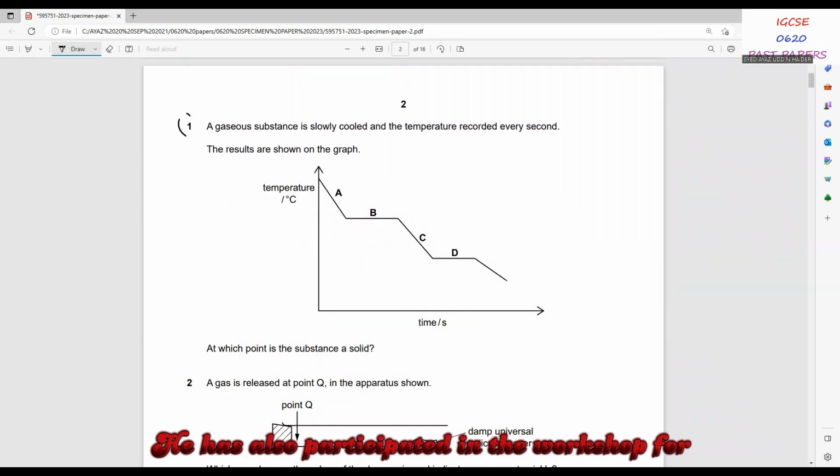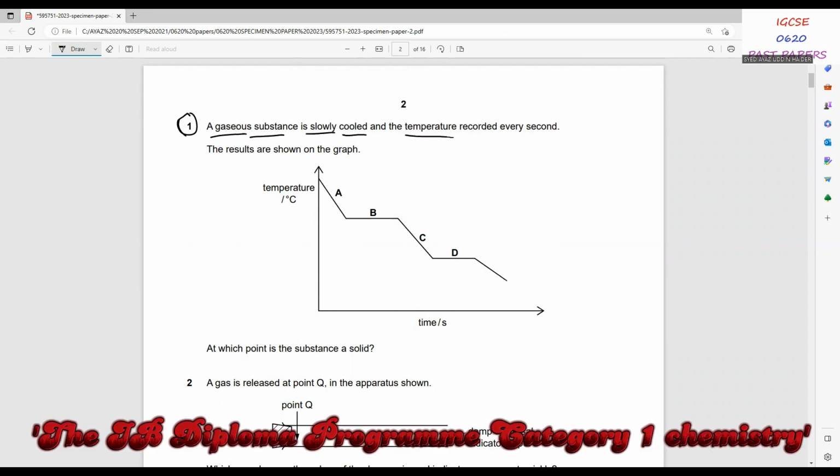Number 1. A gaseous substance is slowly cooled and the temperature recorded every second. The results are shown on the graph. We have A, B, C, D. At which point is the substance a solid?